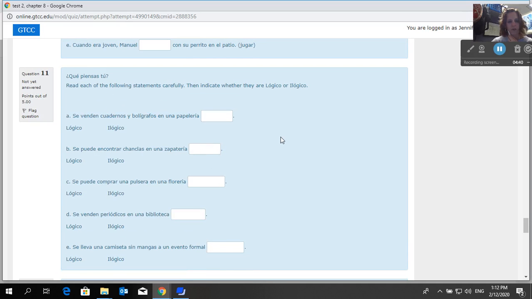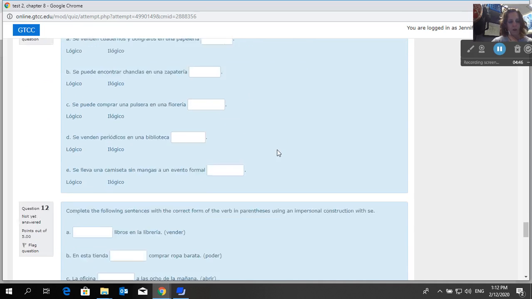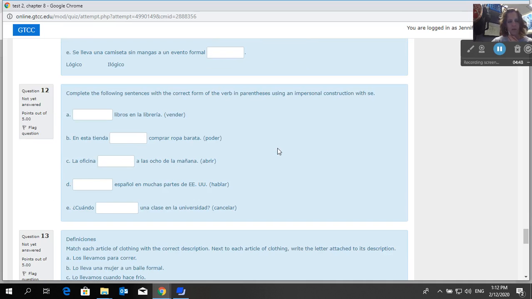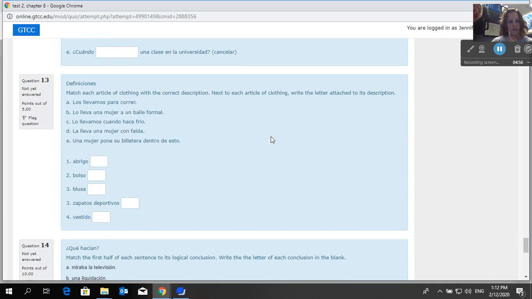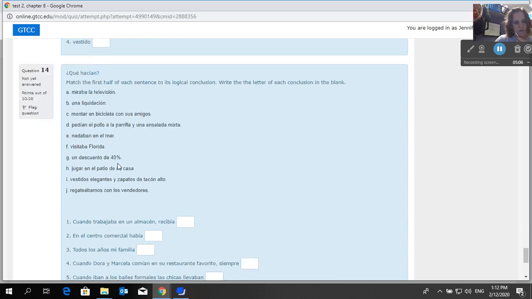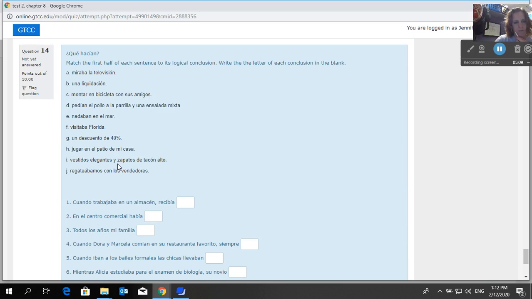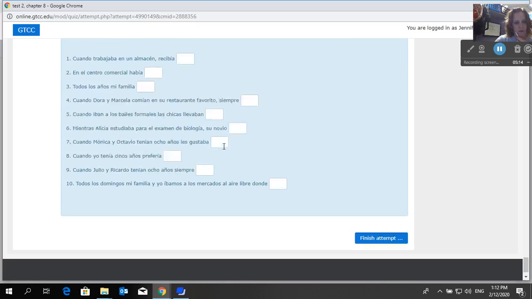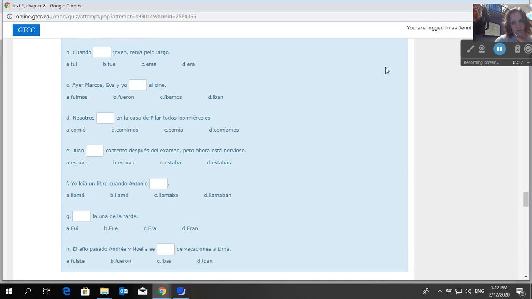¿Qué piensas tú? Read each of the following statements carefully, then indicate whether they are lógico or ilógico by writing either lógico or ilógico in the blank. Then you want to complete the following sentence with the correct form of the verb in parentheses using an impersonal construction with se. And then here it says definiciones, match the article of clothing with its definition, and then down here you want to match the first half of the sentence with its logical conclusion. And that's everything that you have to do on this test.